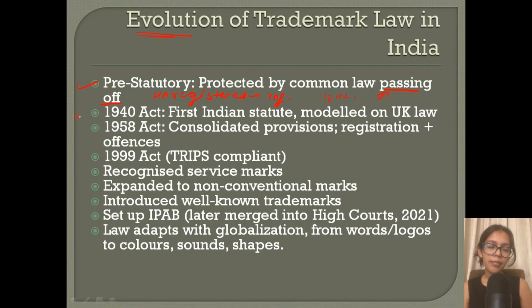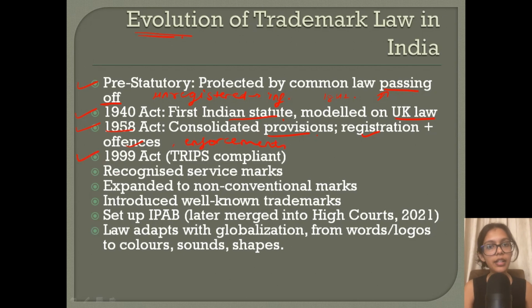Then after that came the 1940 Act, which provided the first statutory recognition, and it was modeled after the UK law. After that, the Trade and Merchandise Marks Act came in 1958, and it consolidated the trademark law, including the provisions for registration, offences, and enforcement of trademarks. Then finally came the Trademark Act of 1999. Now it did a lot of things.